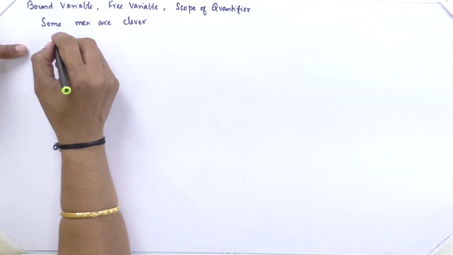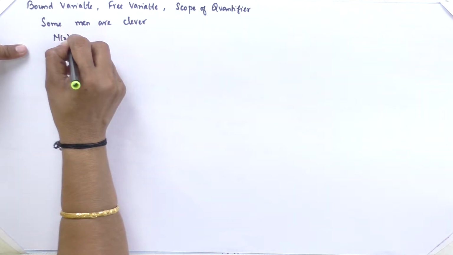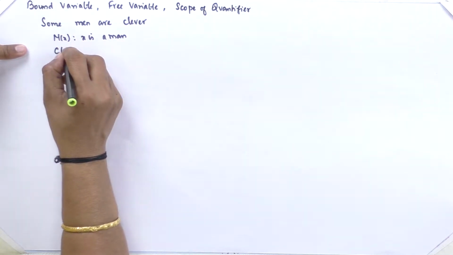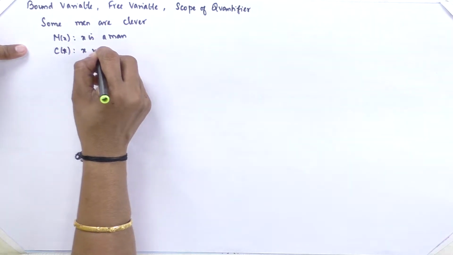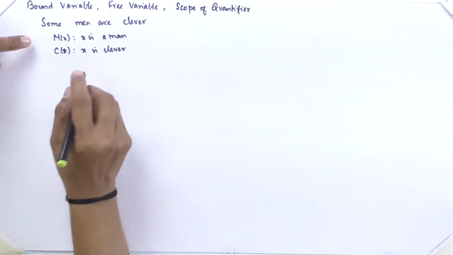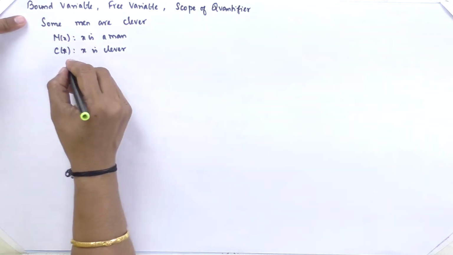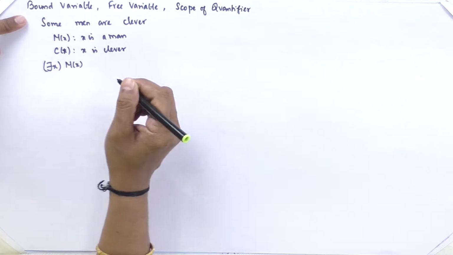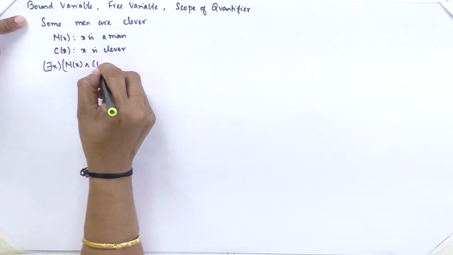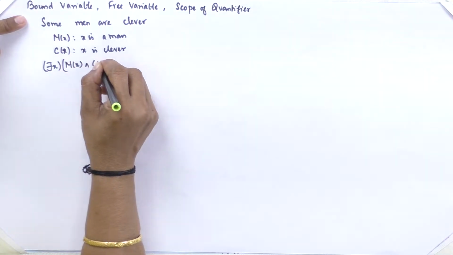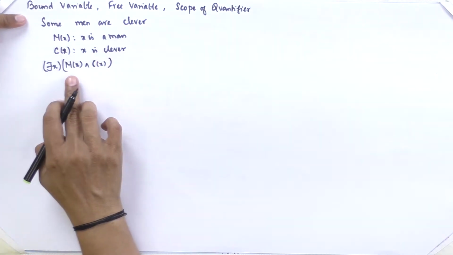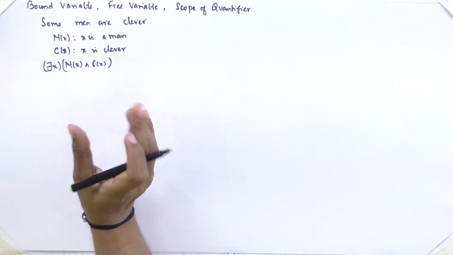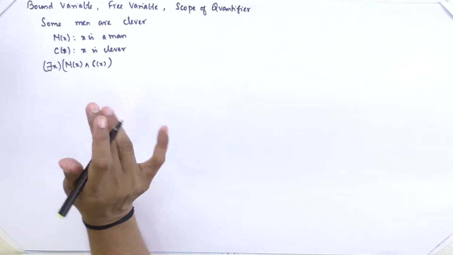So we'll write what here? M of x, x is a man. C of x, x is clever. Some men are clever, which means that we have the quantification there exists x, M of x and C of x. Now in this I'll just tell you how to find out whether the variable is bound or free, or the scope of the quantification.